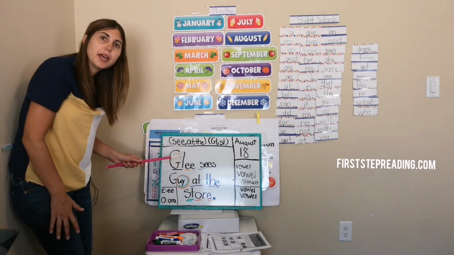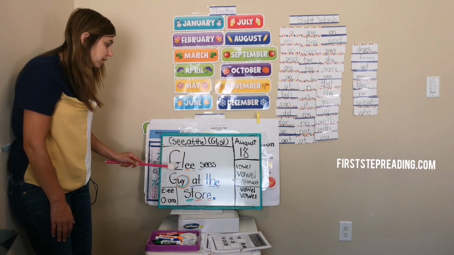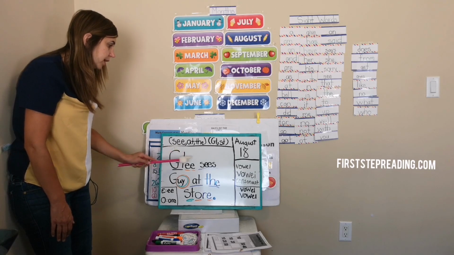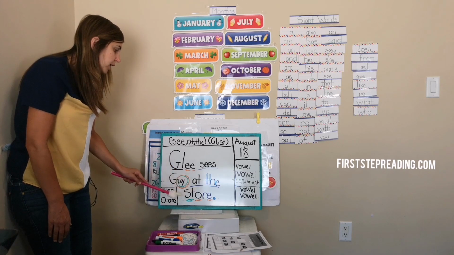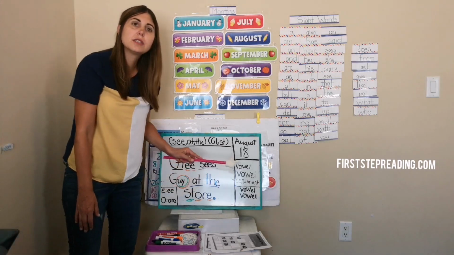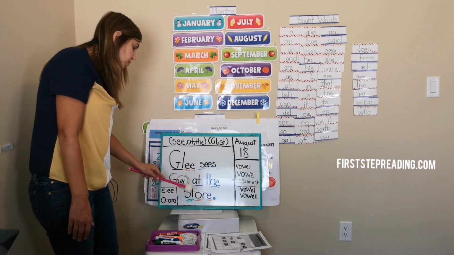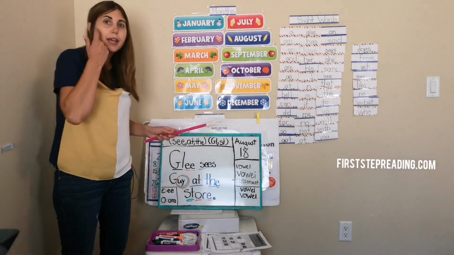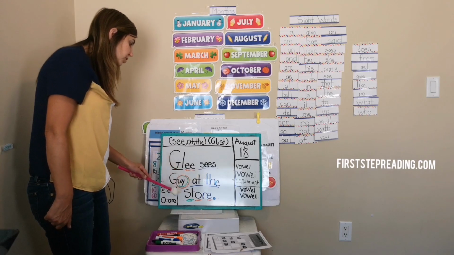Gl. Can you say that? Gl. That's our consonant blend. Glee. G. I. Guy. At the st. St. Can you say that? This blend is st. St. Store. Now I'm going to read it again for understanding. Glee sees guy at the store.